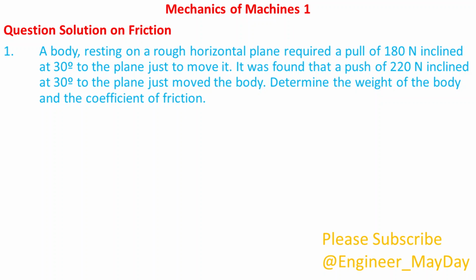A body, resting on a rough horizontal plane, required a pull of 180 newtons inclined at 30 degrees to the plane just to move it. It was found that a push of 220 newtons inclined at 30 degrees to the plane just moved the body. Determine the weight of the body and the coefficient of friction.